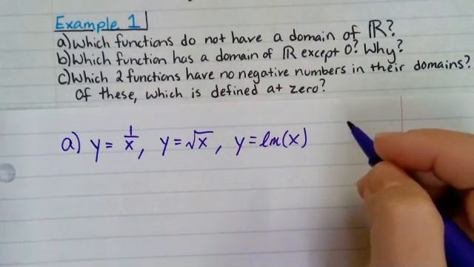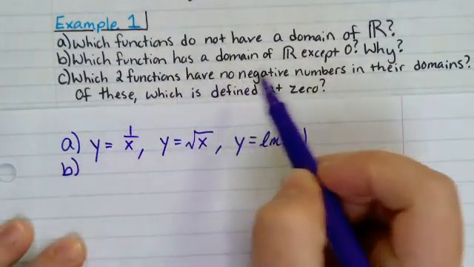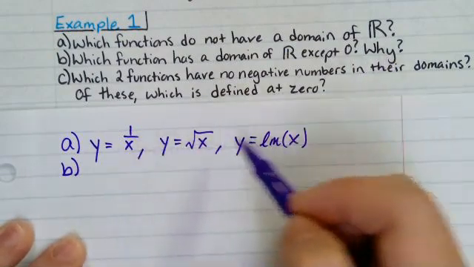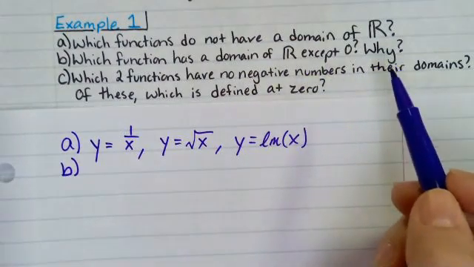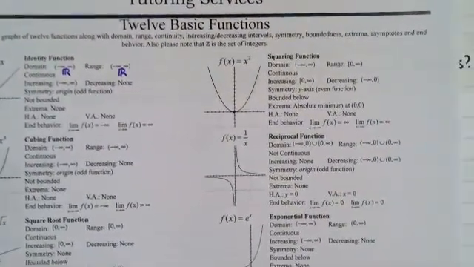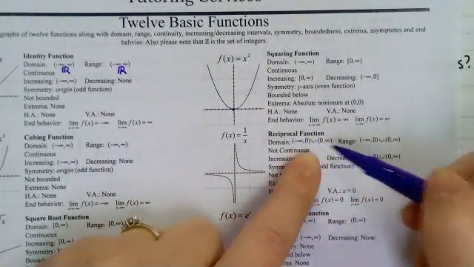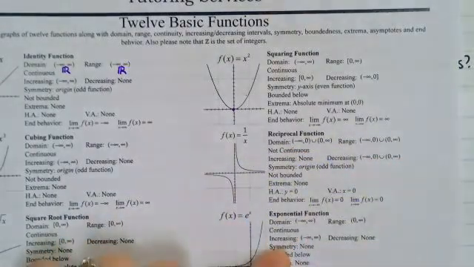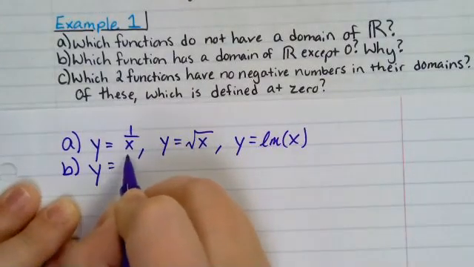All right, so that's part A. Now we need to look at part B, still continuing with domain. They said which function has a domain of all real numbers except for 0. Out of these 3, which one is all real numbers except for 0? And why is that the case? If you look here, and I know this is kind of zoomed out for you, your domain goes from negative infinity up to 0, and 0 to positive infinity. That is because there's an asymptote there at x equals 0. So that would be our reciprocal function, y equals 1 over x.